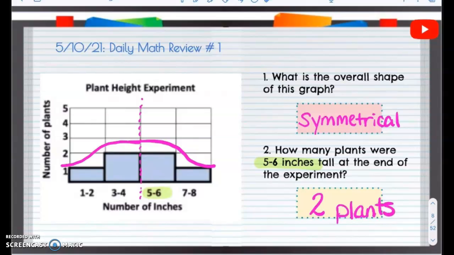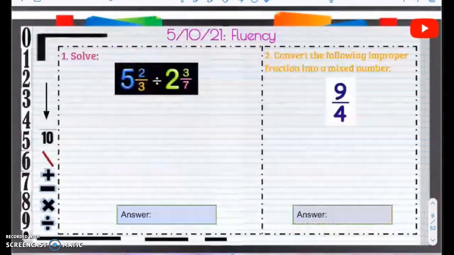All right, so our fluency, if it wants to change, come on. It froze. Our fluency, maybe. Oh, computer. There we go.